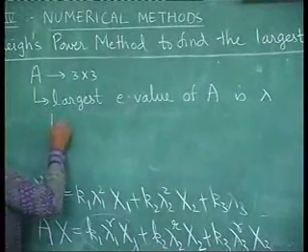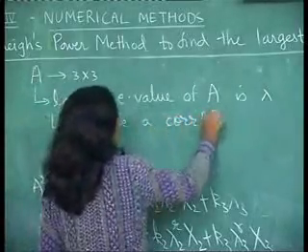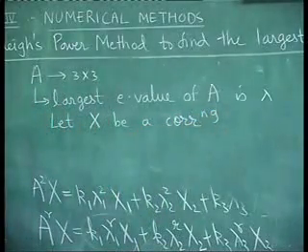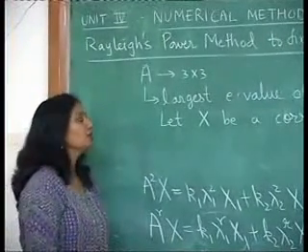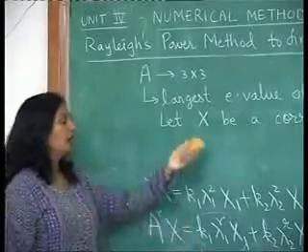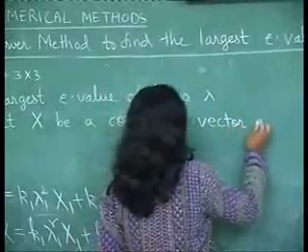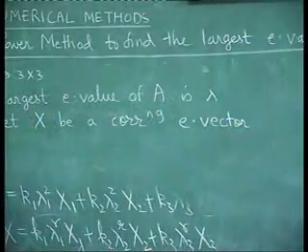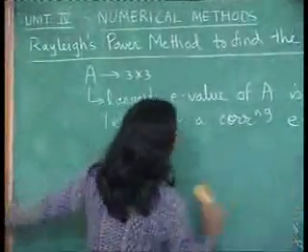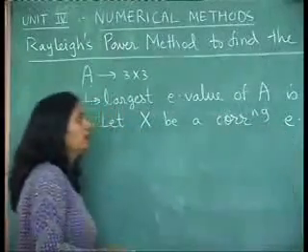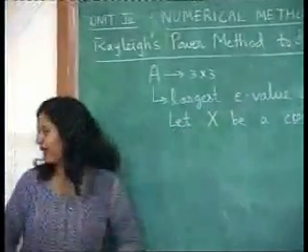And let x be a corresponding, see I am very careful, I always say a corresponding, because for the same eigenvalue there can be infinitely many eigenvectors. So take any one of them as an eigenvector, let x be a corresponding eigenvector. So suppose lambda is the largest eigenvalue and x is a corresponding eigenvector. I am only interested in finding an approximate value of x and an approximate value of lambda.